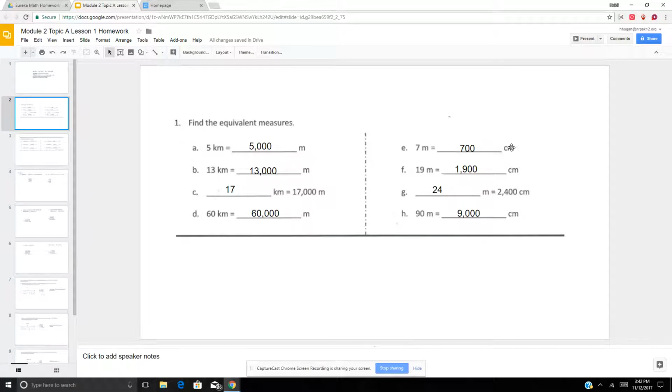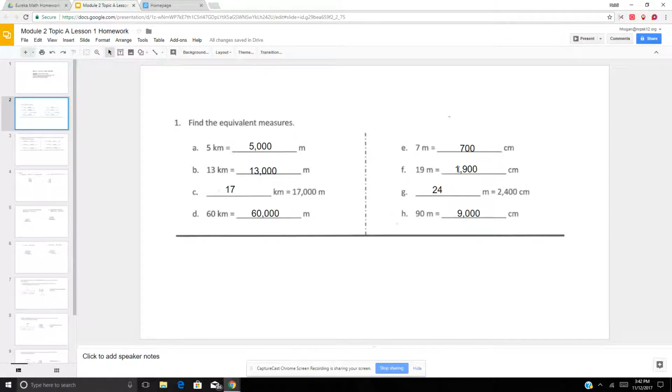But then we have meters and centimeters, and we know that there are 100 cents in a dollar, and there are 100 years in a century. So in a meter, there are 100 centimeters. So if 1 meter is 100 centimeters, 7 meters is 700 centimeters.